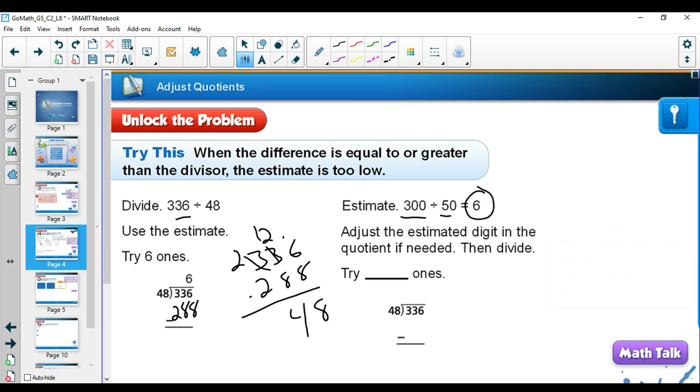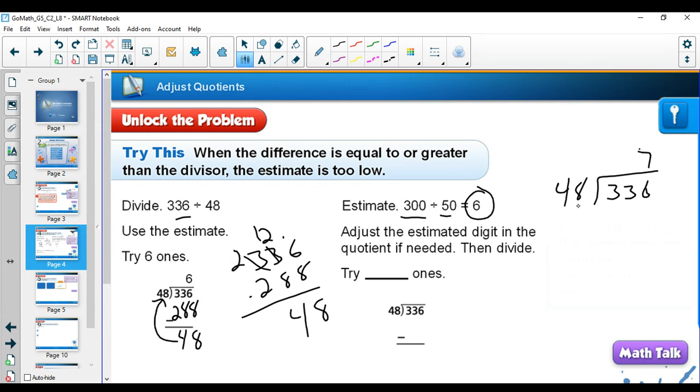So if my estimate is 6 and I do my subtraction, it leaves me with 48. Well, I'm dividing by 48. So because these two numbers are equal, right, I can make more than 6 groups. Instead, I could make one more group. I could make 7, right? And I don't necessarily even need to do the multiplication for that because I know that 48 goes into 48 just one more time, right? So just kind of an idea. But we will go ahead and do the division so that you can see it, right?